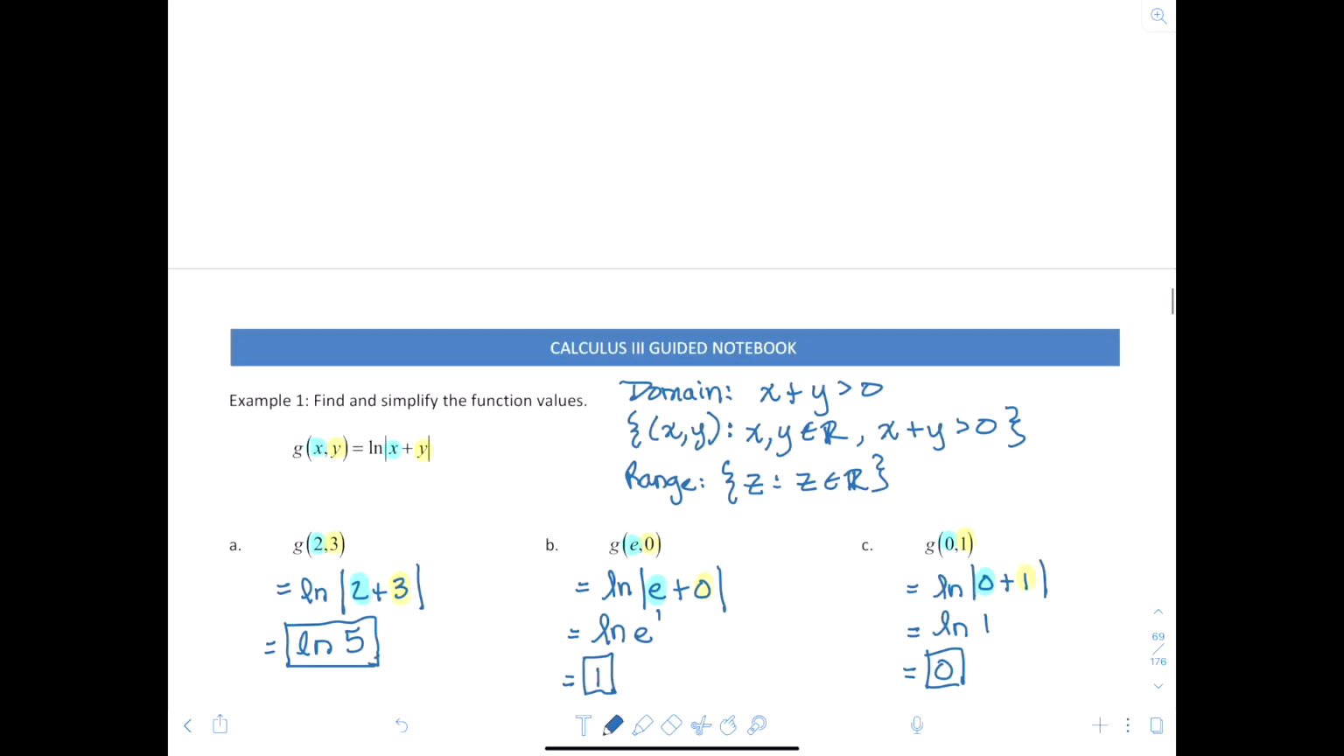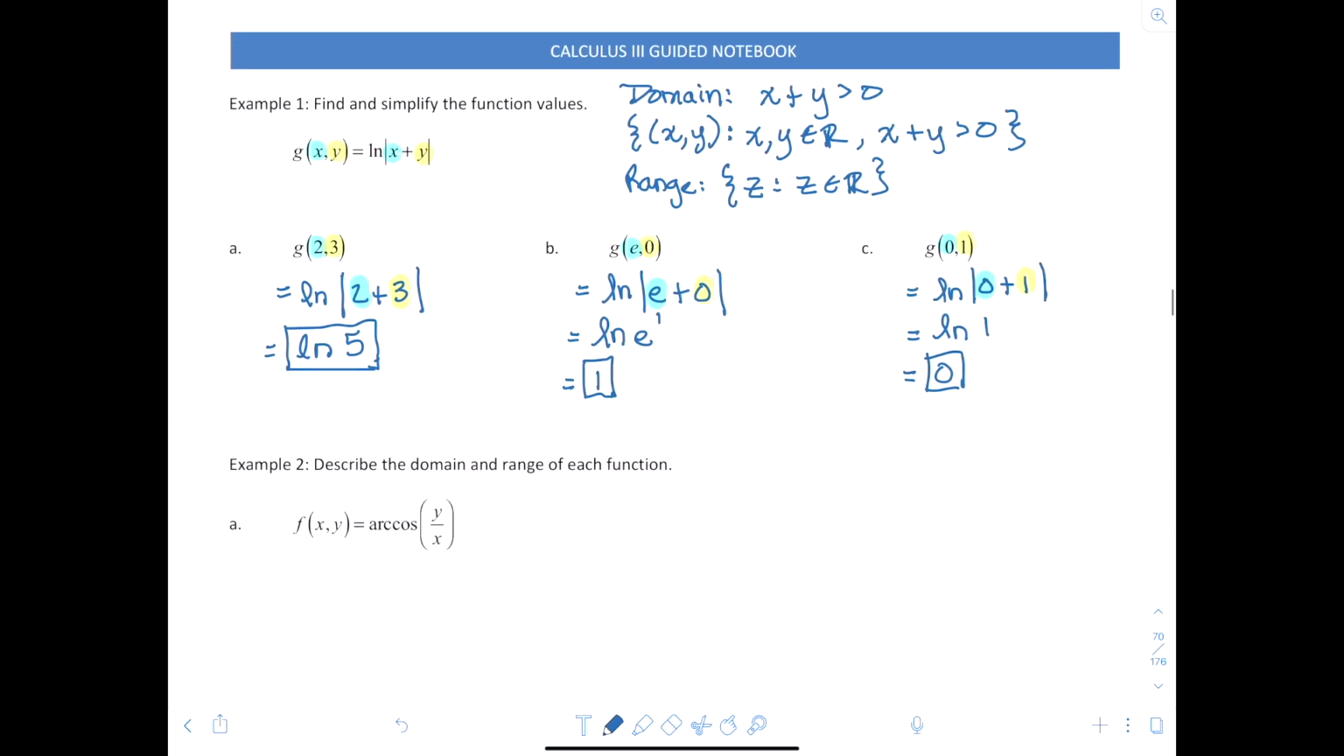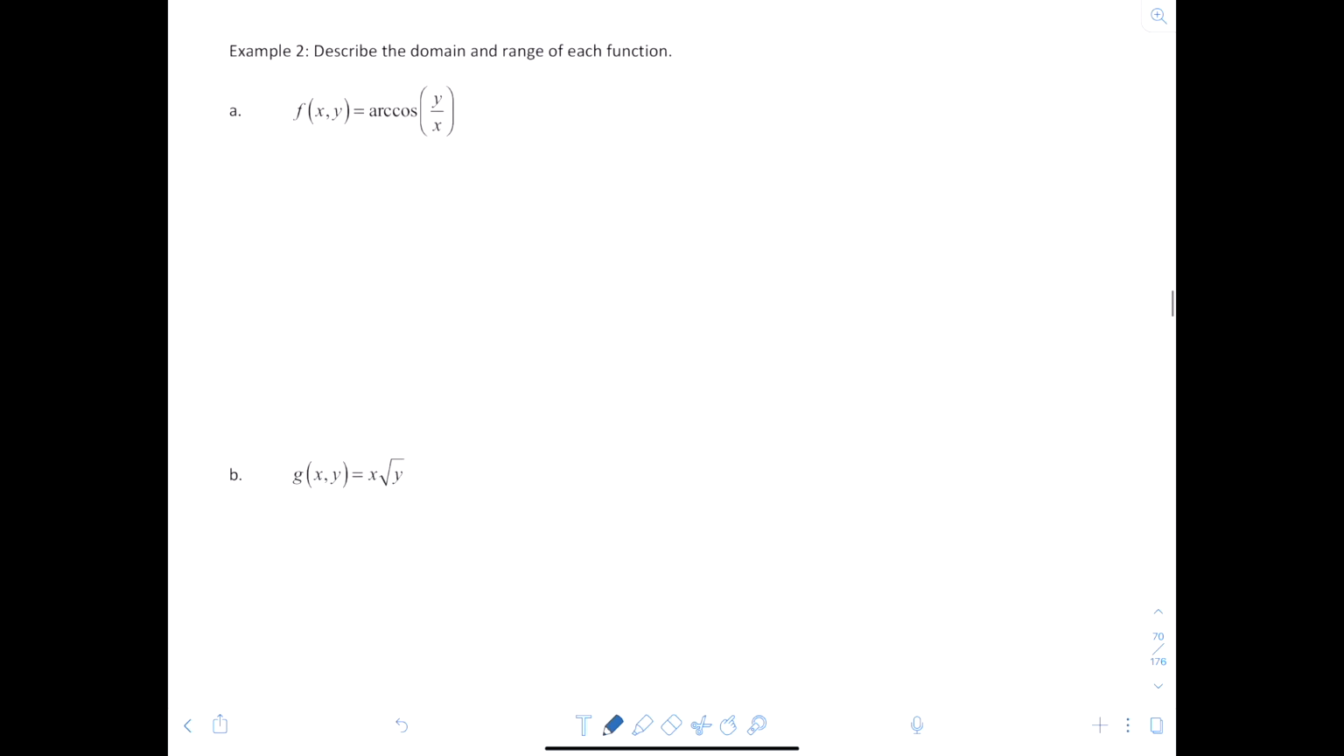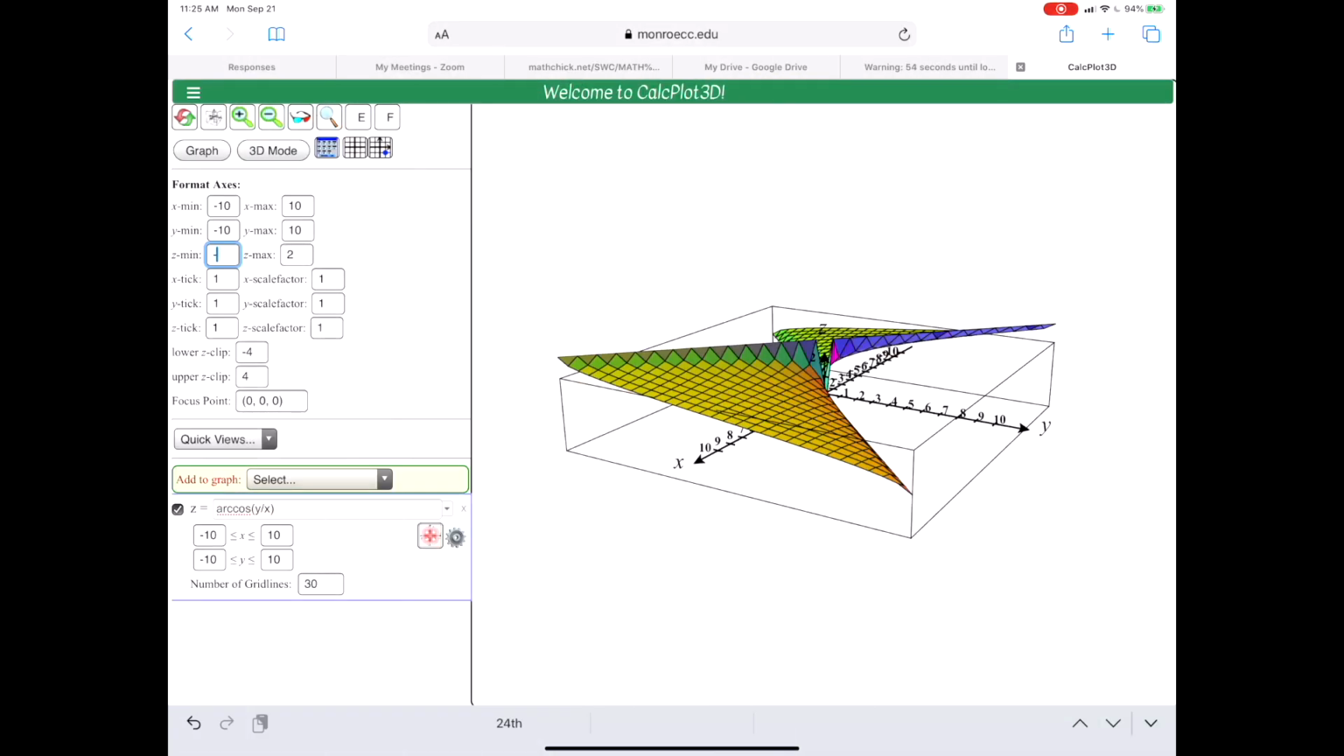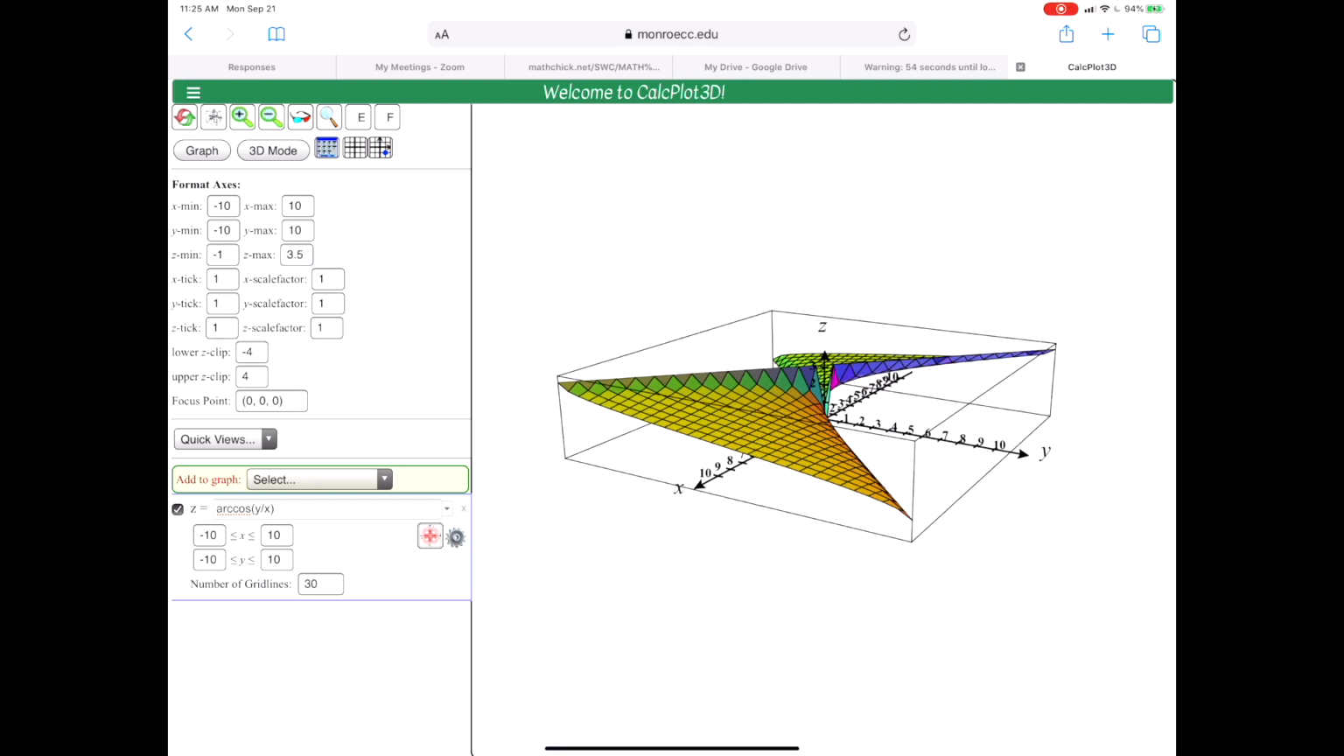Awesome. And then now we'll take a look at this one here. So the ratio y over x is between -1 and 1 inclusive. And then do you remember the range of the inverse cosine? Beautiful. It's going to go from 0 to pi, right? So I don't know, let's put the z from like 0 to 3.5 or -1 to 3.5 to take a look. Pretty groovy, huh? Our graph here.